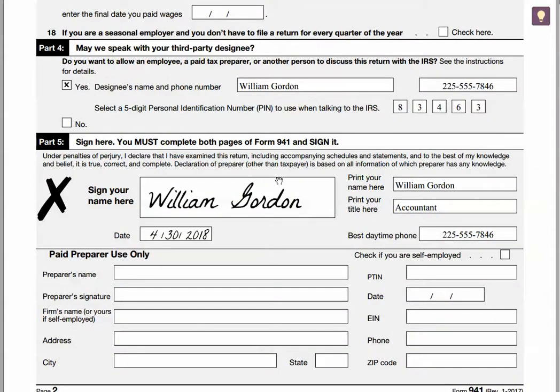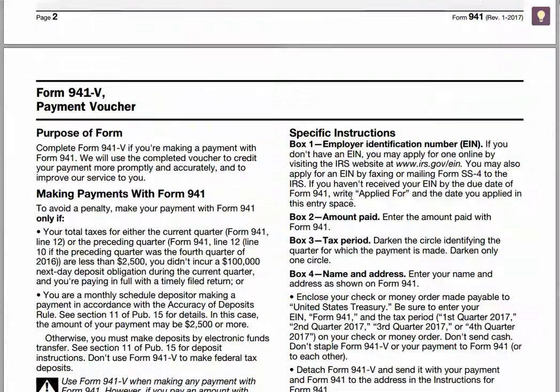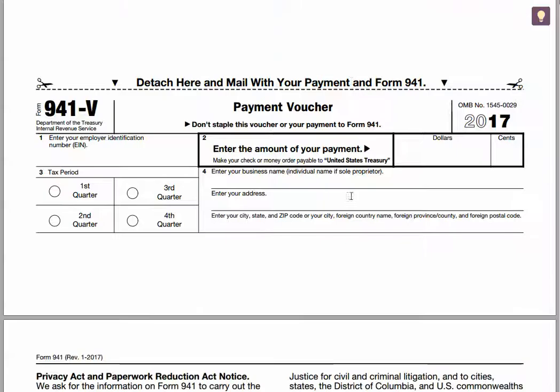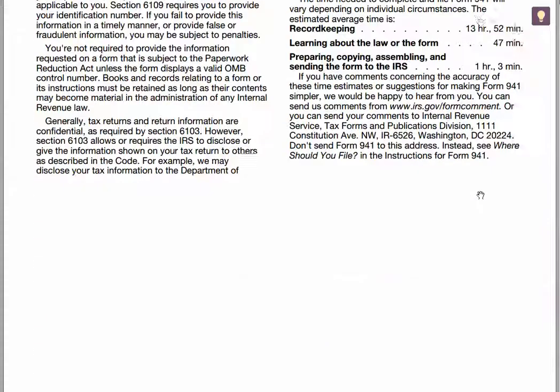And then we just signed it. We had him sign it, William Gordon. And I don't believe we owed anything because we paid all of our taxes, so we don't have to fill out the voucher at the end. And that's the end of that particular problem.